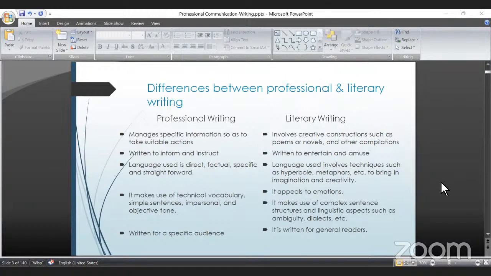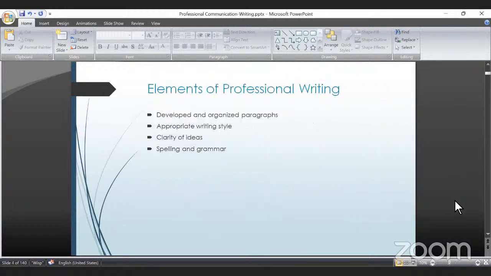So now we'll begin with what I intended to talk about in this class. Elements of professional writing, majorly four. When somebody says that I want you to write something professionally, the four most important elements that they are going to check you for are the ones on the screen. The first one is your ability to write a well-developed and organized paragraph, or paragraphs if it's a longer piece of writing. The first and foremost element, then, is the ability to write developed, organized paragraphs.